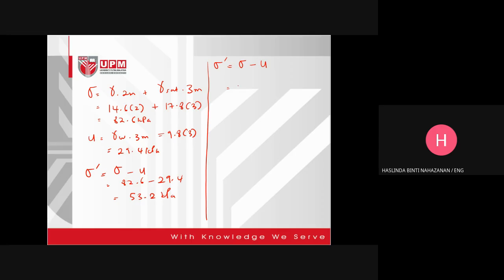So we have gamma times 2 meters plus effective unit weight times 3. So it is actually 14.6 times 2, where effective is saturated minus gamma W, so 17.8 minus 9.8, multiplied with 3. So you still have 53.2 kPa.